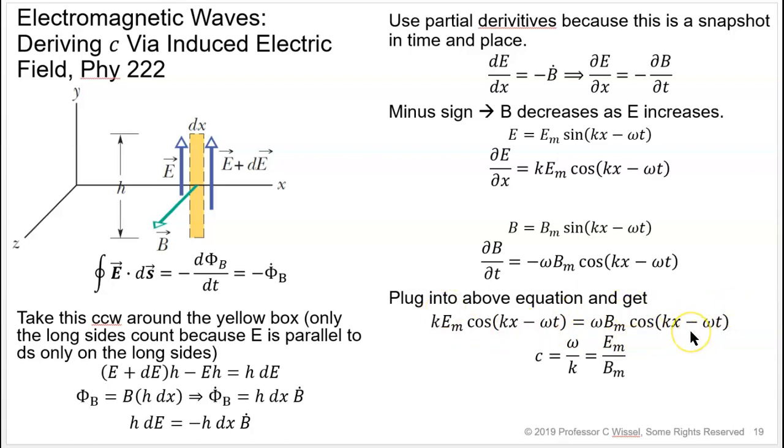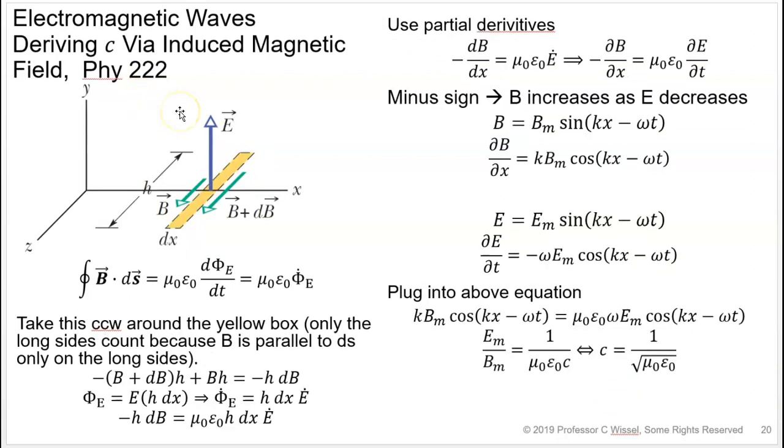The cosine terms will drop out because they cancel. We can reduce this, and we find out that c equals omega over k, which equals E max over B max. So c is defined in terms of the amplitude of the wave. Now, it turns out because E and B are in phase with each other, this formula also holds for the instantaneous values of E and B, and also holds for the RMS values of E and B.